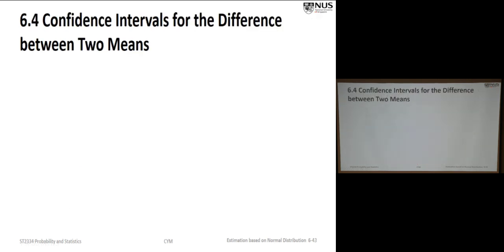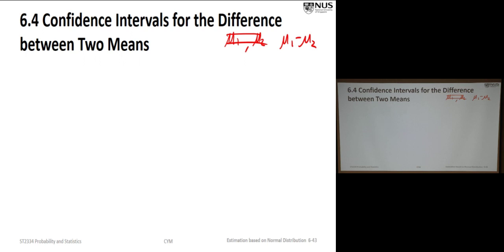Okay. Now, instead of one mean, we look at two means. I don't think it makes sense to find a confidence interval for the two means themselves. Usually we would like to know whether the two means are the same. So in other words, we would like to look at the difference.